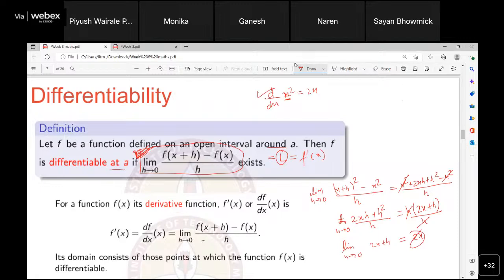So you can find the derivative of any function by using this. Just apply this particular formula, and if this limit exists, that particular value will be the derivative of this particular function f of x.